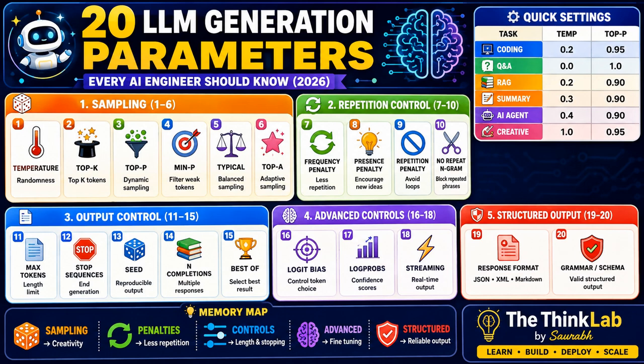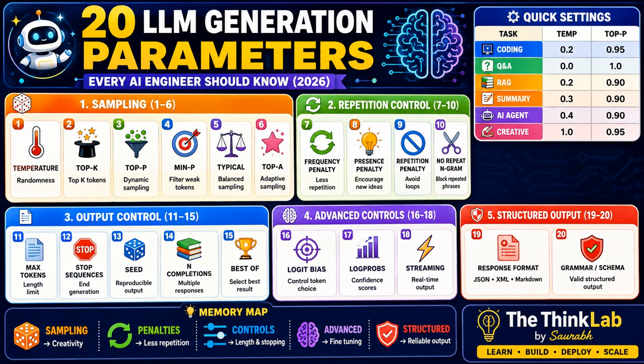Now we are moving to number 19, response format. Modern LLMs can return the answer in JSON format, XML format, or Markdown. So this makes it easy to connect AI with applications and APIs. These are called the structured output. The final categories depend on the structured output.